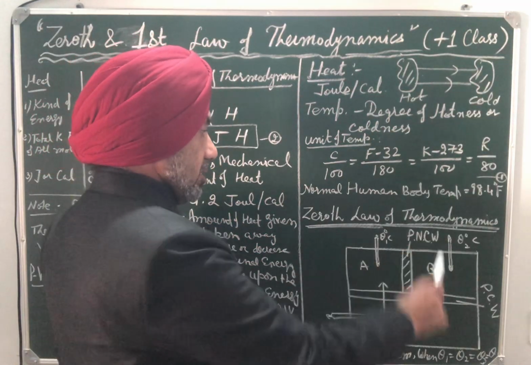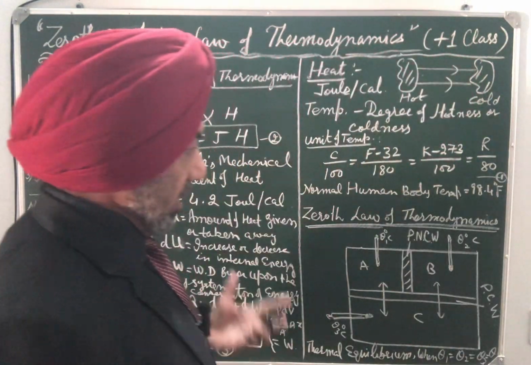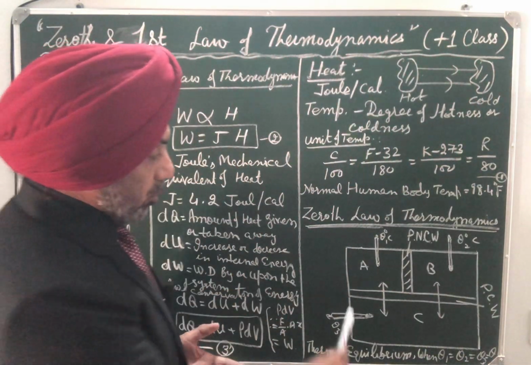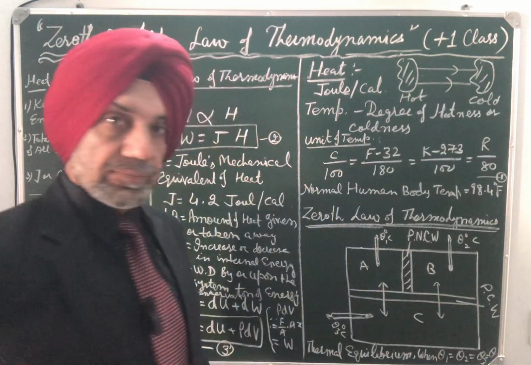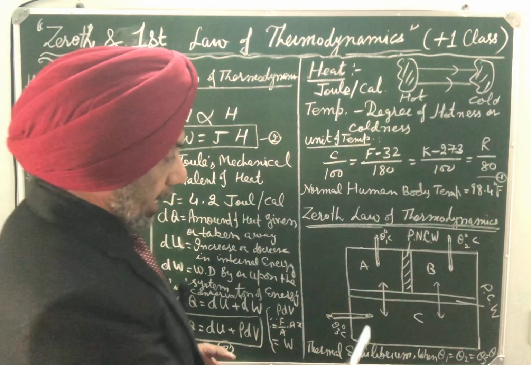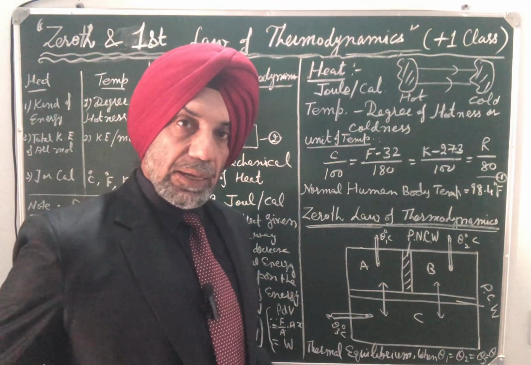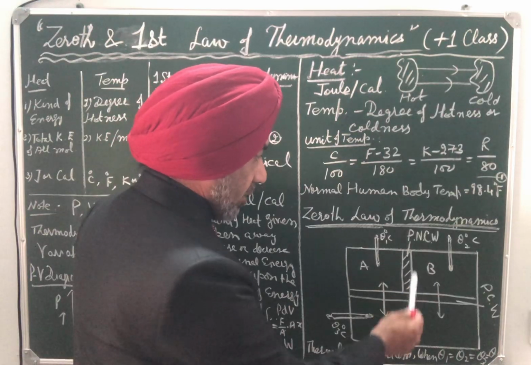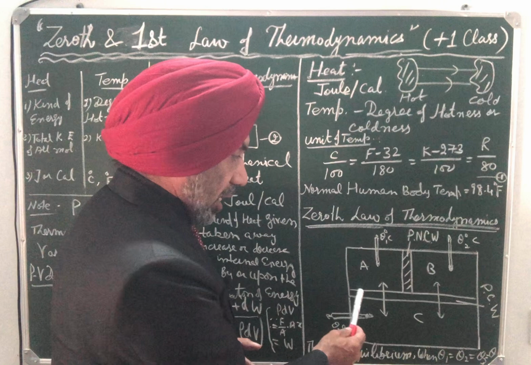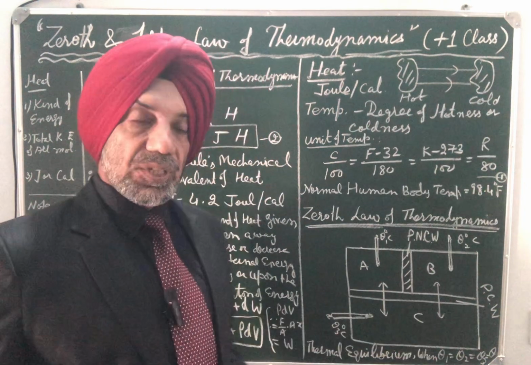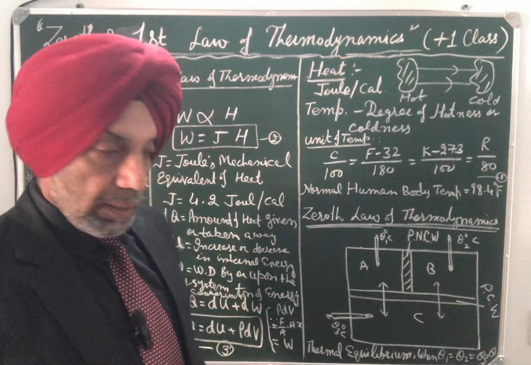Now, the zeroth law of thermodynamics. What is the zeroth law of thermodynamics? Suppose we have 3 systems A, B and C as shown in the figure. Let A and B be separated from each other by a perfectly non-conducting wall, and A and B both are separated from system C by a perfectly conducting wall.